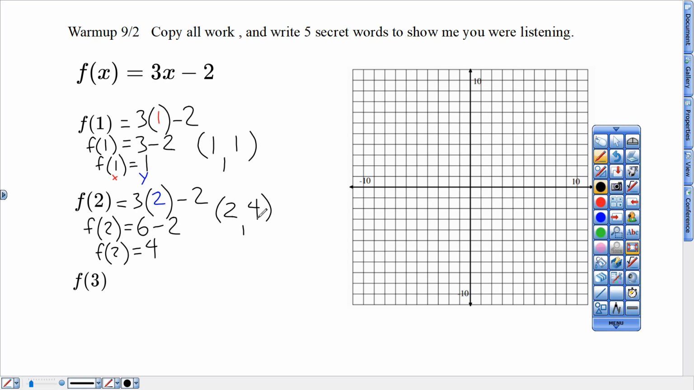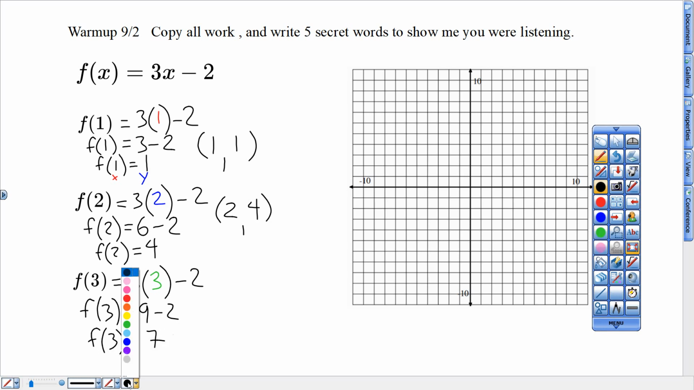Let's do one more. F of 3. So 3 times, second word is fish. Fish. So plugging in 3. 3 times 3 minus 2 gives me the function at 3 is 9 minus 2, or the function when I plug in x is 3 is 7.